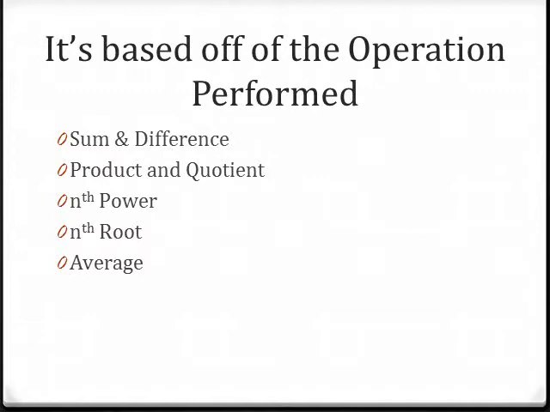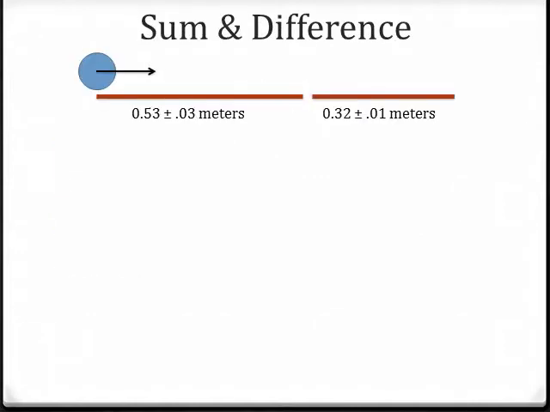So there are different rules. There's one for sum and difference, one for product and quotient, fancy words for multiplication and division. There's one for the nth power, so if you ever want to do something to a power, or nth root, or average. Let's say we have an object that's rolling along at two different segments of track, and we've measured those two different segments, one to be 0.53 meters plus or minus 0.03 meters, and the other one was 0.32 plus or minus 0.01 meters.